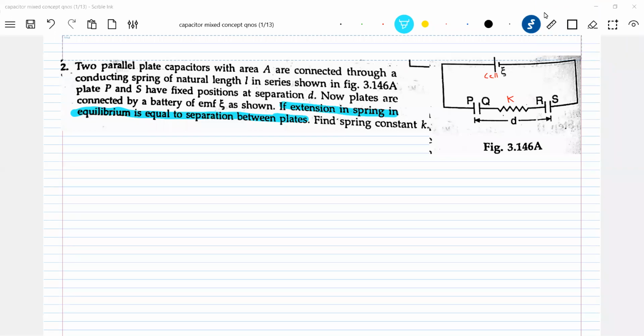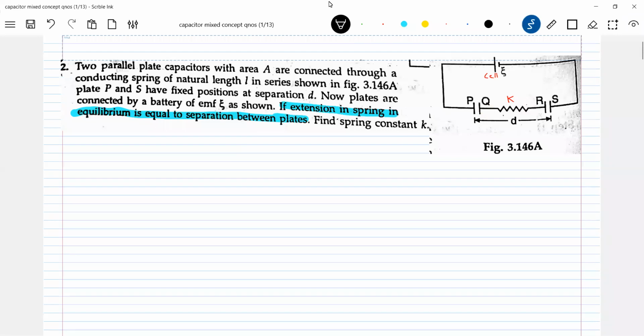Okay, we'll start the problem now. So initially, what is the length of the spring? Natural length L is given. Initially it's at natural length. I'll switch on the cell, then charge will get deposited on the plates. So initially you can say the switch is open, or the cell is switched off. The natural length of the spring is L.